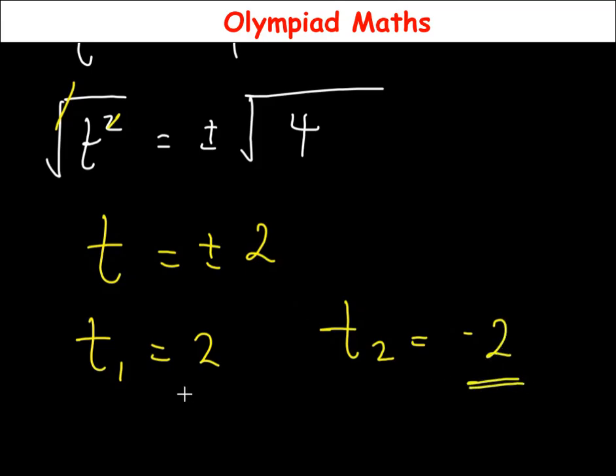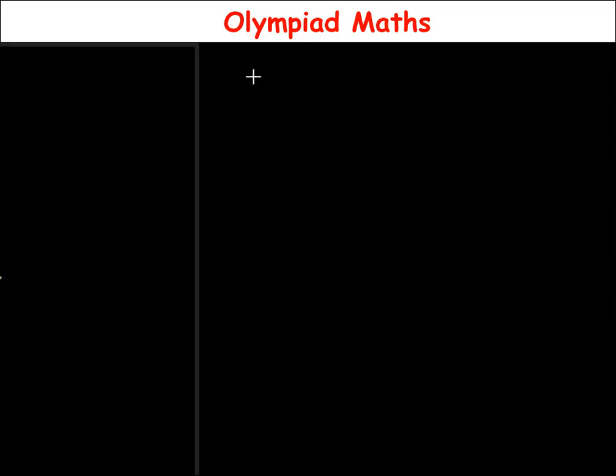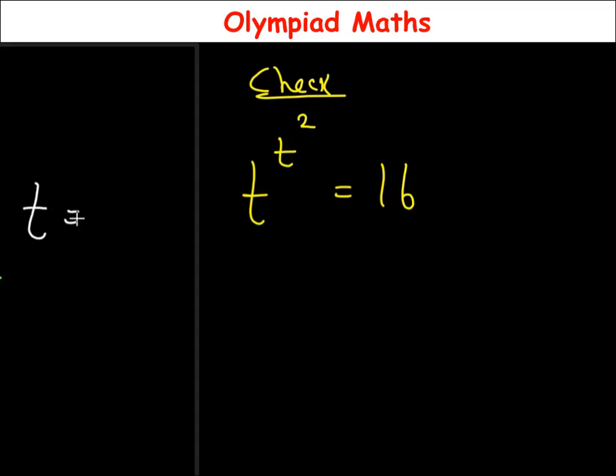Okay, good. Now with this, we've gotten the two solutions for t, but let us confirm, let us check if these two solutions of t will satisfy the given equation. So let us confirm. The equation is t raised to power t raised to power 2 is equal to 16. And the first solution for the value of t is equal to 2. t1 is equal to 2.